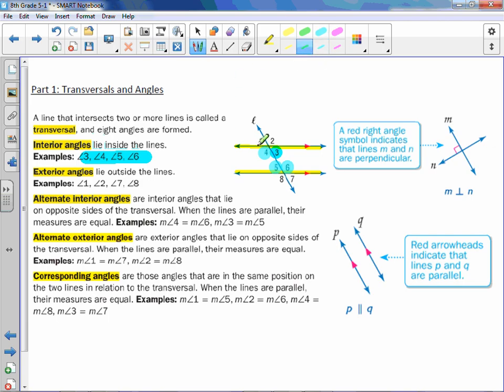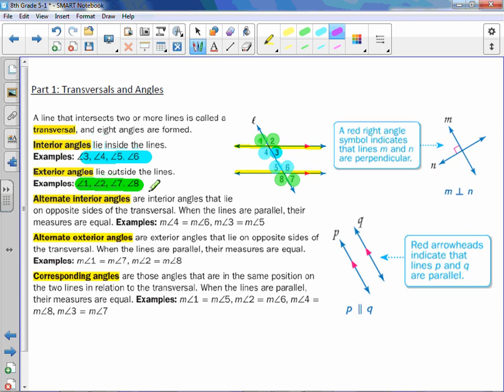Exterior angles are the angles that lie outside of those lines. So if these 4 are inside, these 4 are outside. Therefore, they are exterior. Interior, inside, exterior, outside. Okay.